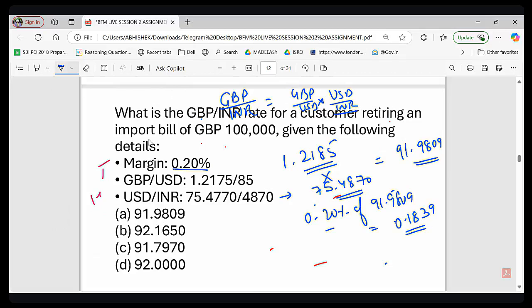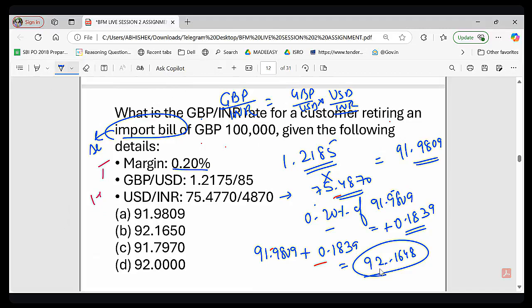And since this is an import bill, import bill means we are selling. Remember, whenever it is an export bill, it will be a buying case; whenever it is an import bill, it will be a selling case. Whenever import bill is there, it will be selling case, and in the selling case we always add margin. In the buying case we always subtract margin. So this margin has to be added. So 91.9809 plus 0.1839, the final rate you will get is 92.1648, which you will round off. The answer will be 92.1650. Now is it clear?